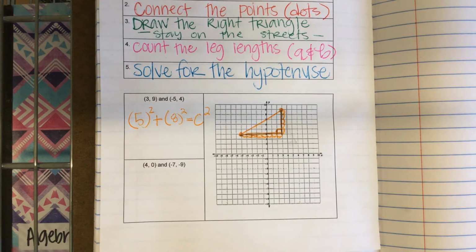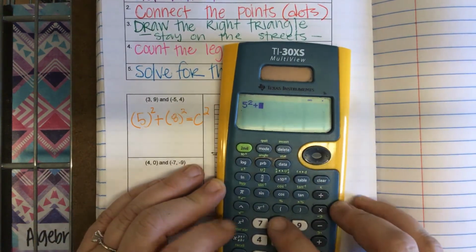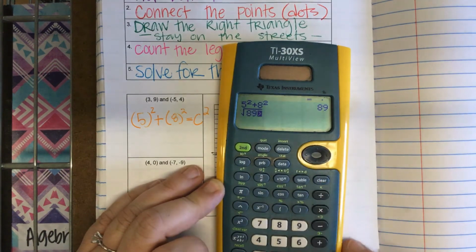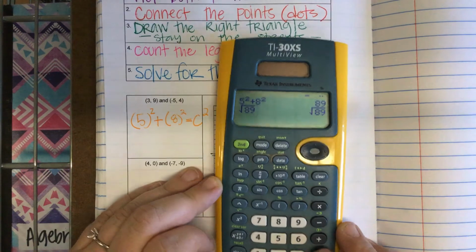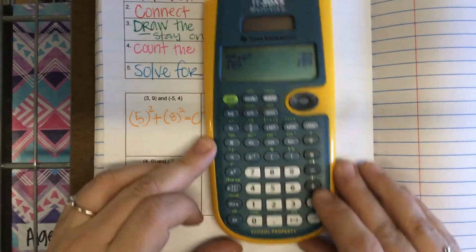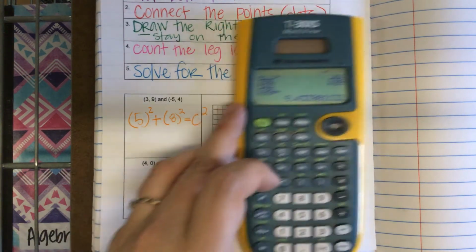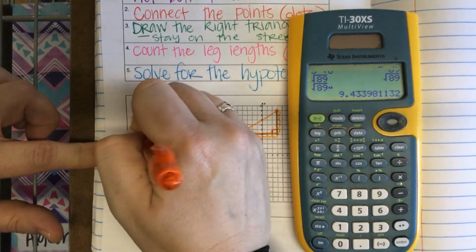So this problem, because it's the hypotenuse, I'm adding them together. 5 squared plus 8 squared. And then the square root of 89. It's going to look weird. That's my answer? No, you have to do the little conversion. I have to convert it. 9.43. Approximately, right?